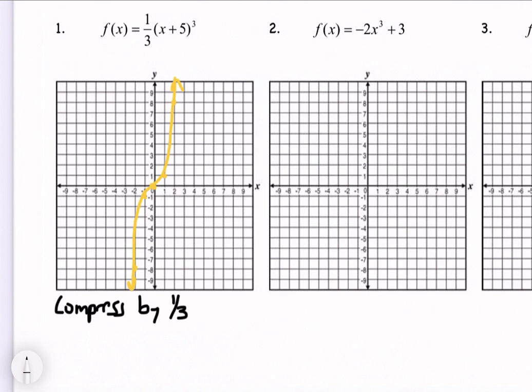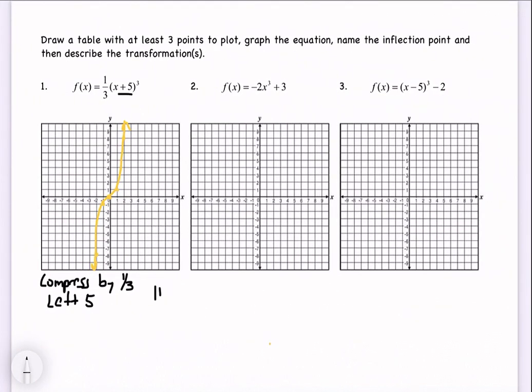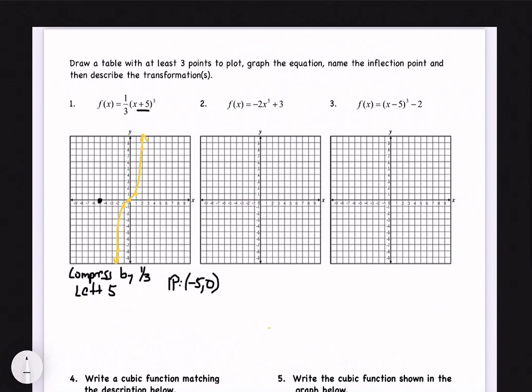And the 5 inside means we shift left 5. So that means our inflection point will be at (-5, 0), right there. So if we make a little table for x and y's, when x is -5, y is 0.